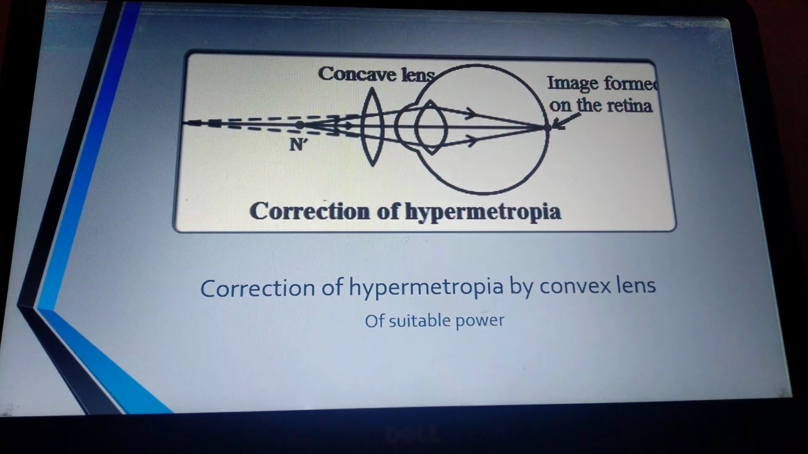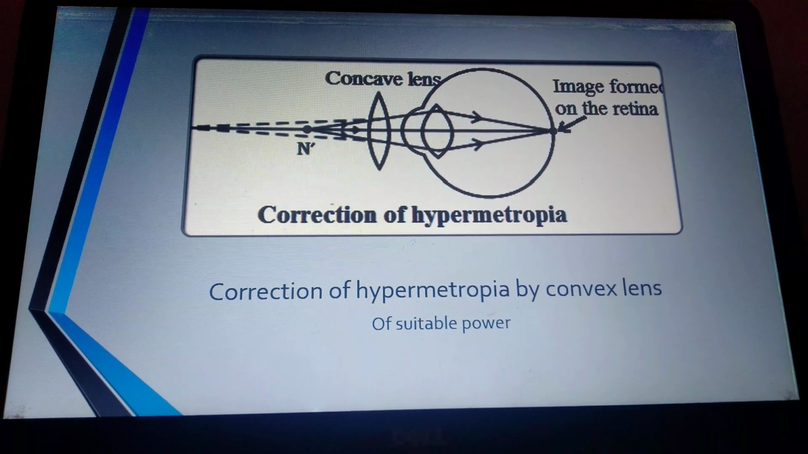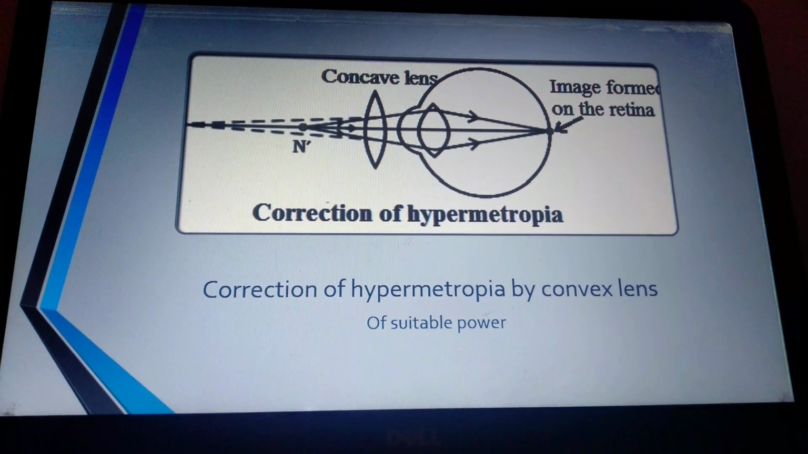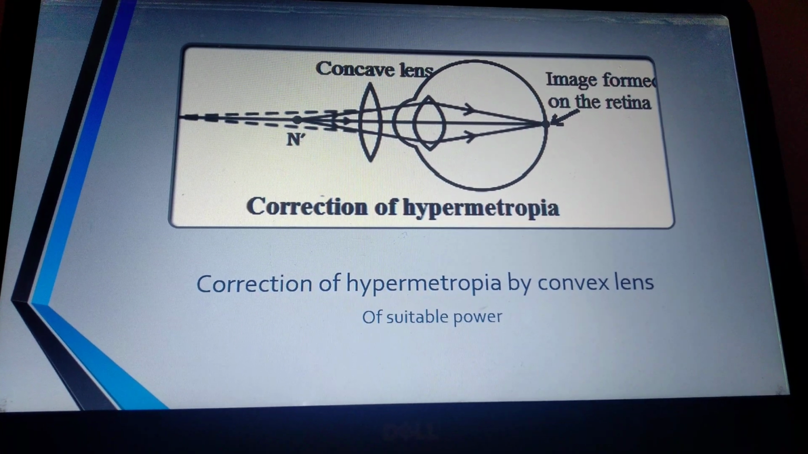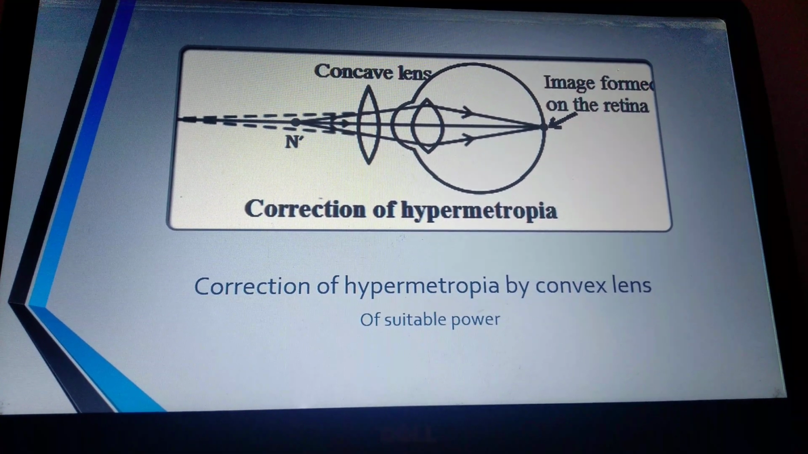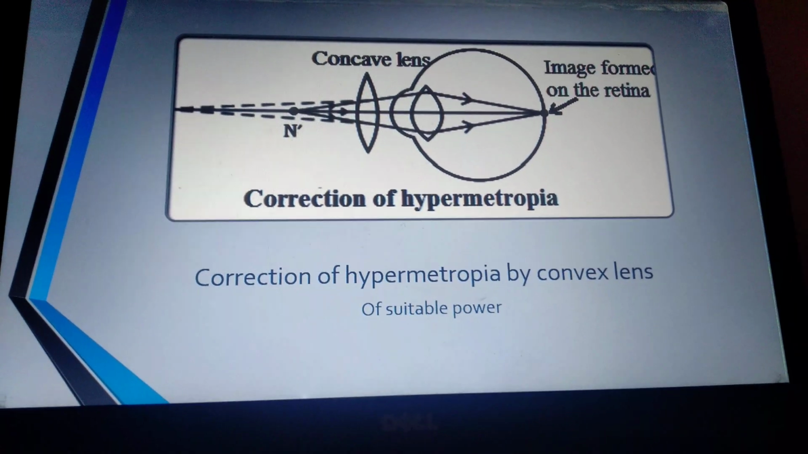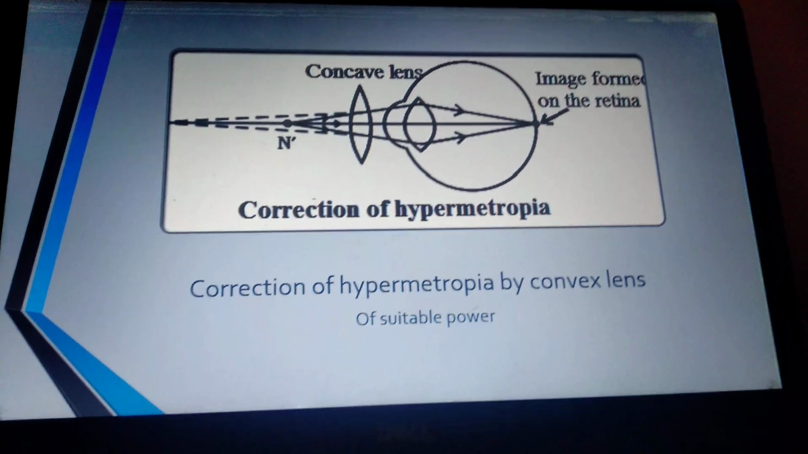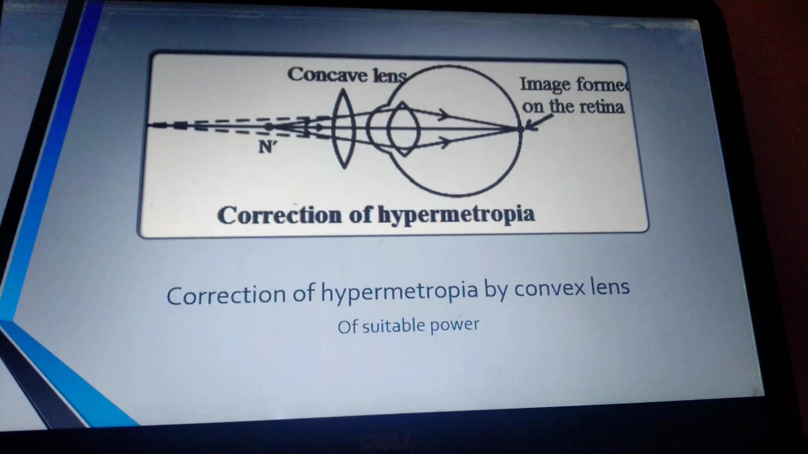Correction. Actually there is an error over here. It is convex lens, but they have used the word concave over here. So please ignore that. Now, correction of hypermetropia is by a convex lens of suitable power. Why are we using a convex lens over here? What is the work of a convex lens? It converges the light rays, so that the image will be formed exactly on the retina. So please ignore this diagram. And of suitable power.